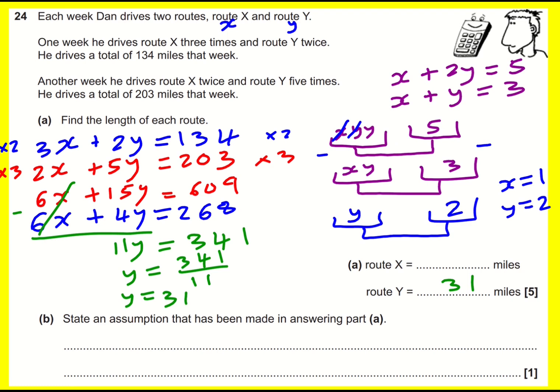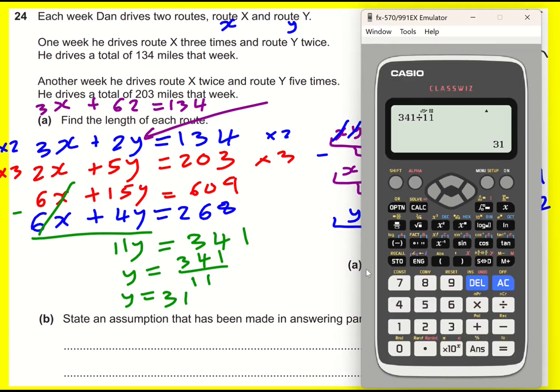We now have to find the value of x, and that can be done by substituting back into any of these four equations. I'd say let's substitute it back into one of the simplest ones, maybe this starting one here. So then 3x plus 2 times 31, that's 62, is equal to 134. I can subtract 62 from both sides. This is called a two-step equation. I need to minus 62.